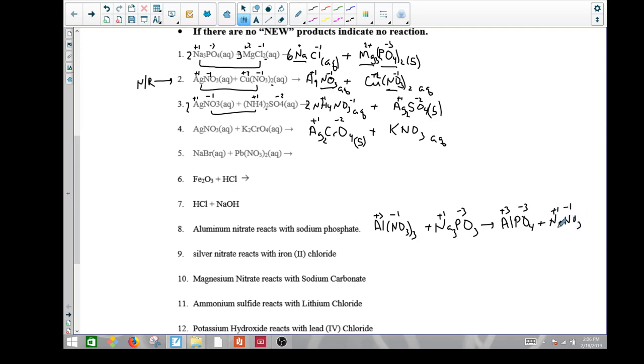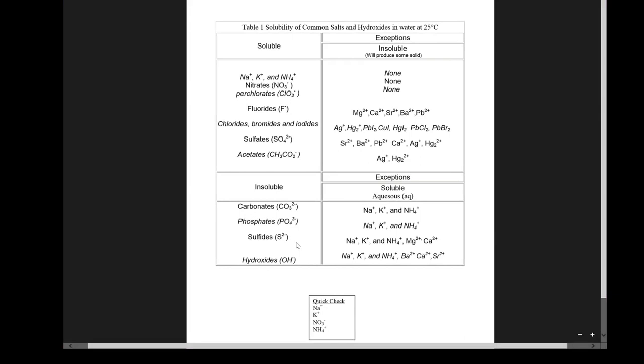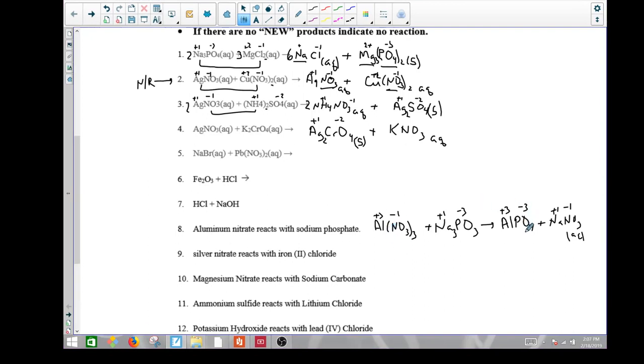All right, now I've got to check solubilities. Quick check right here. This is aqueous. This phosphate. Let's go to phosphate. So phosphates are generally insoluble, and we don't have an exception. So this is going to be a solid. Okay, and then you can balance. I'll let you balance on your own.